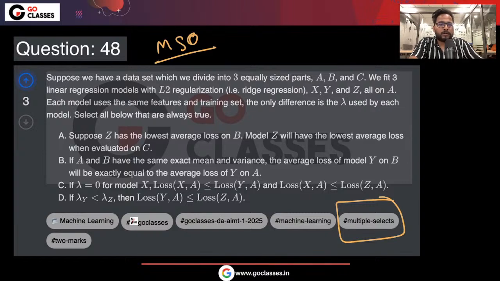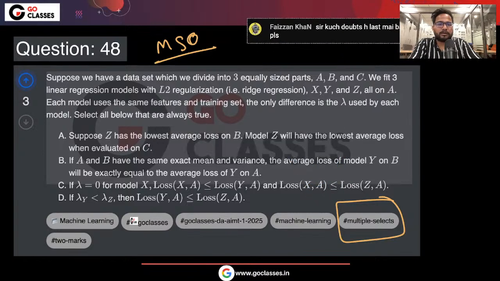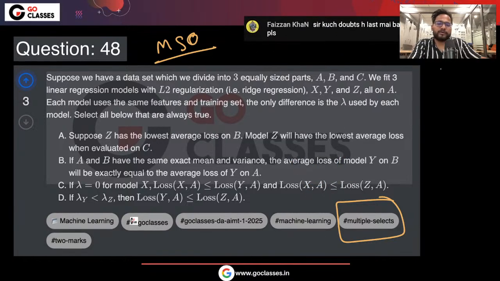Sure. Okay. So फैज खान is saying, सर कुछ डाउट है लास्ट में बता देना. हाँ, definitely. Okay, I will just complete the session and I will just take your doubts if it is non-technical.